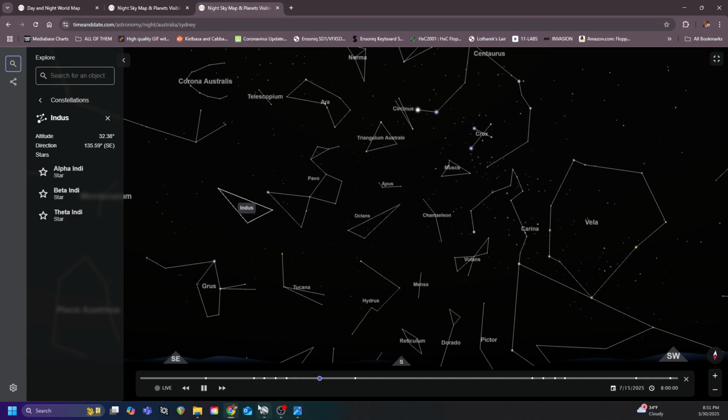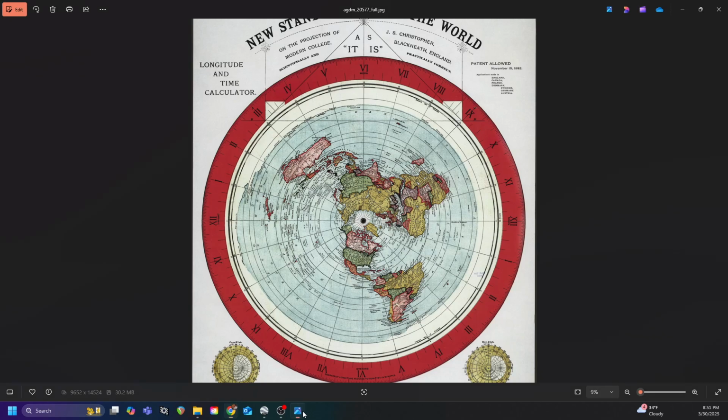So that doesn't seem to make sense, because on the flat Earth map here, this view that we're seeing from Australia, it's higher in the night sky, but it is certainly still south. The Southern Cross has got to be on the dome somewhere in here, because we're seeing it definitely in a southerly direction.